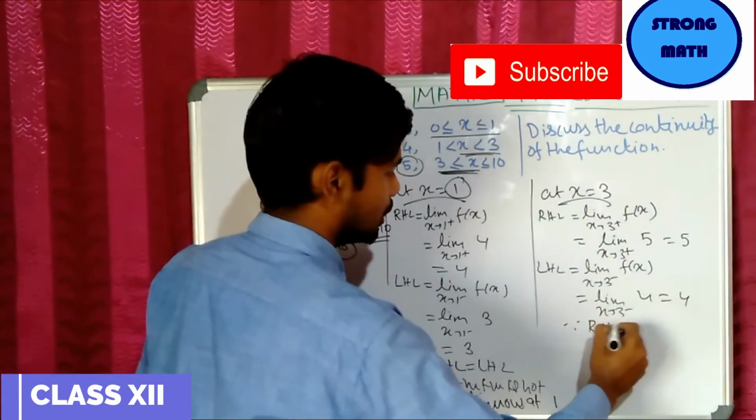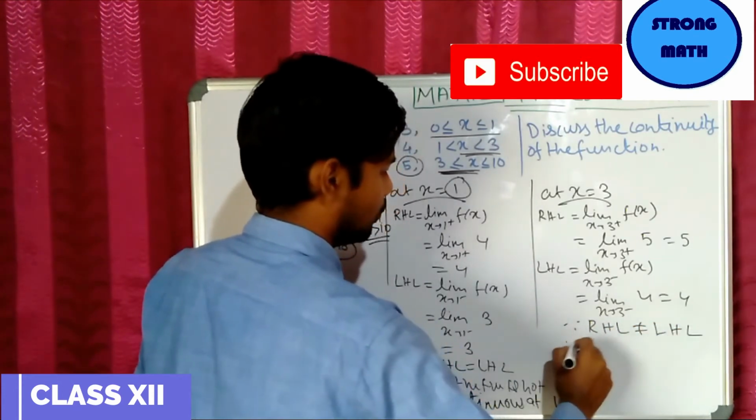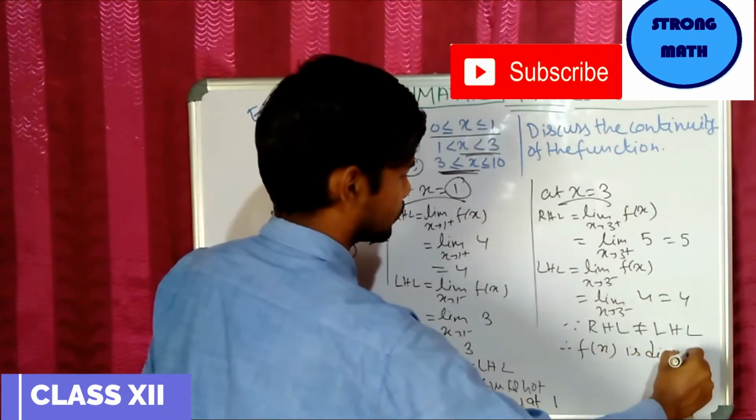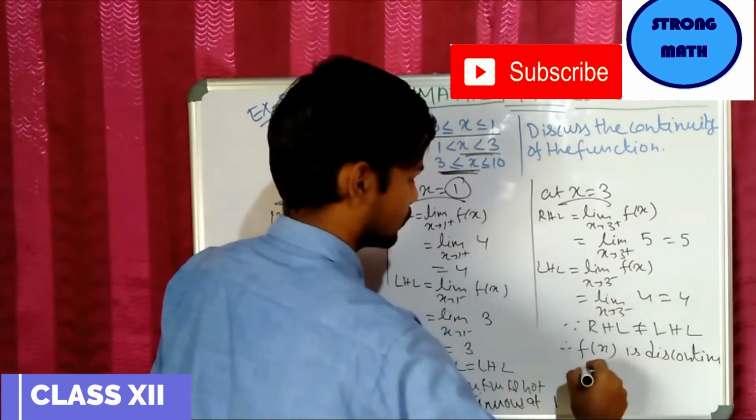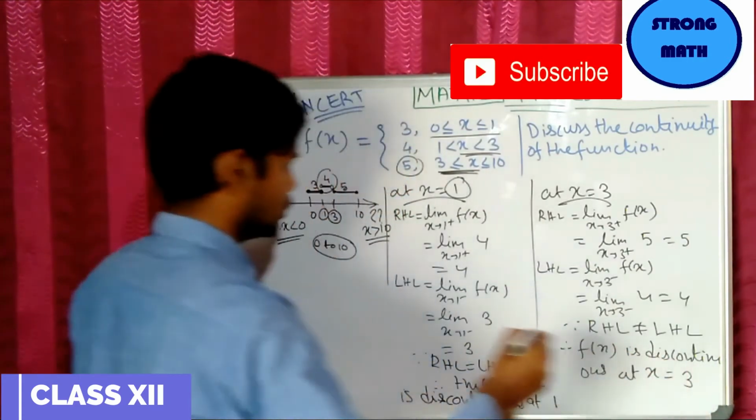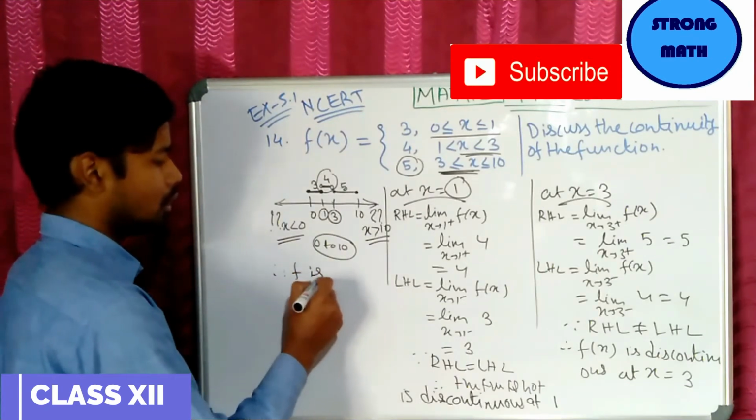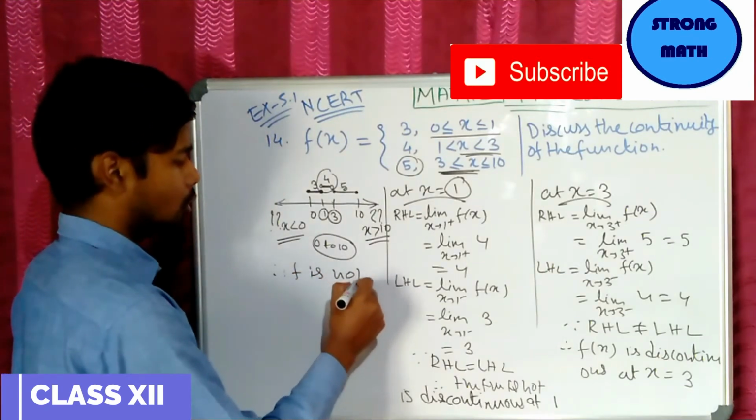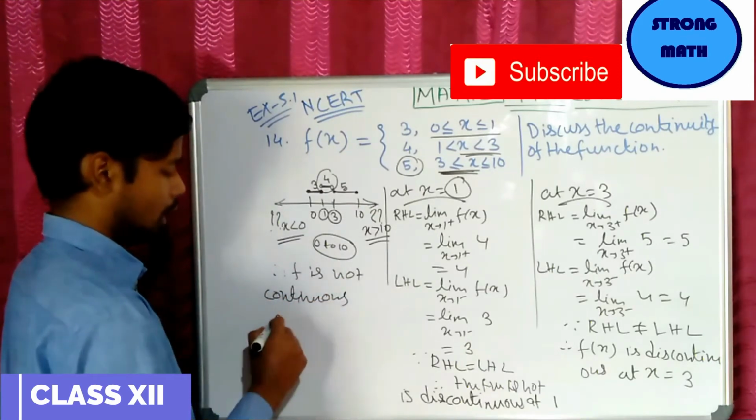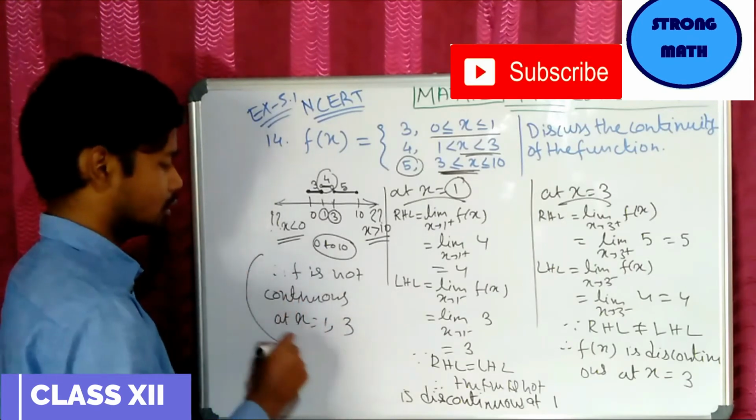Since right hand limit is not equal to left hand limit, therefore f x is discontinuous at x equals 3 also. Therefore f is not continuous at x equals 1 as well as 3. This is the answer.